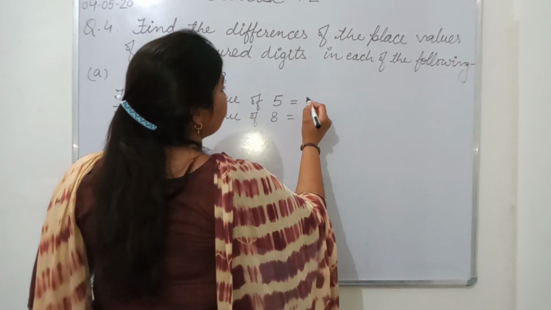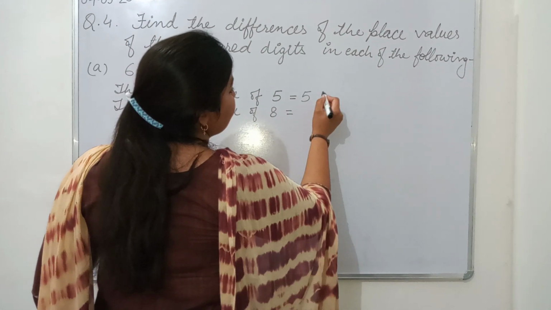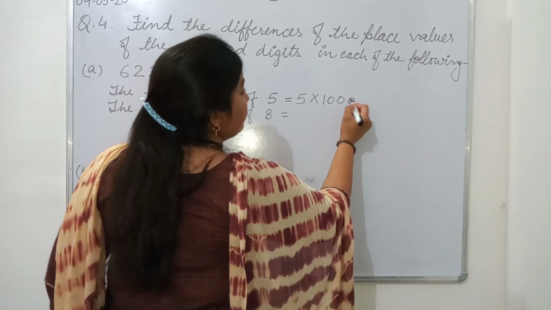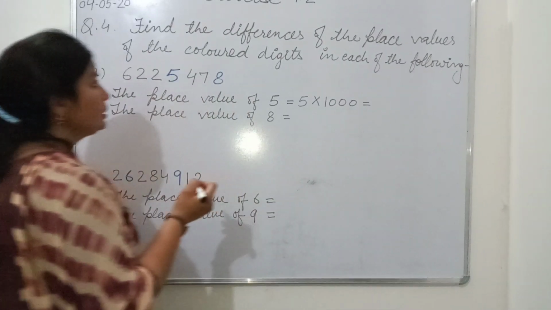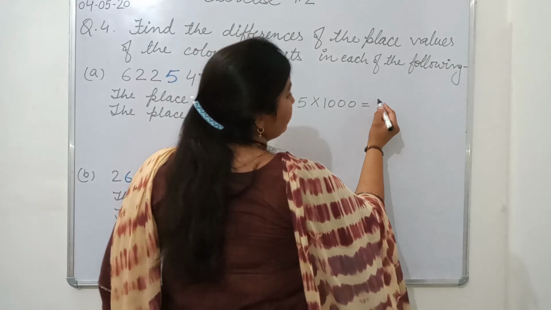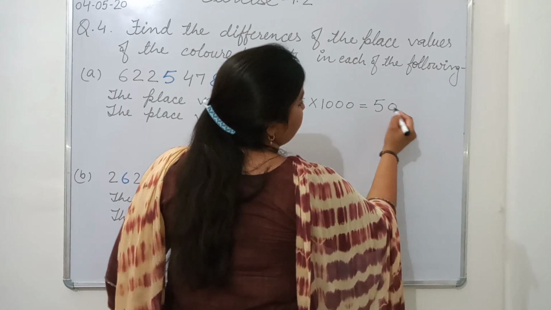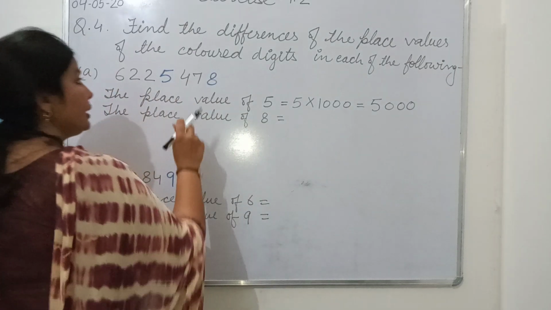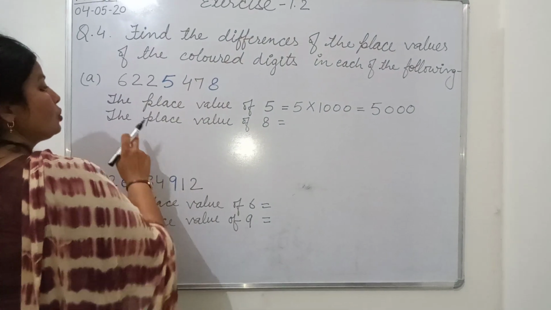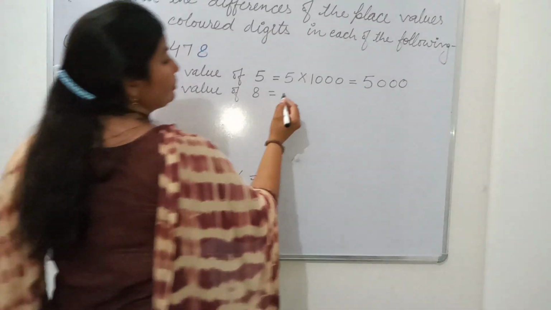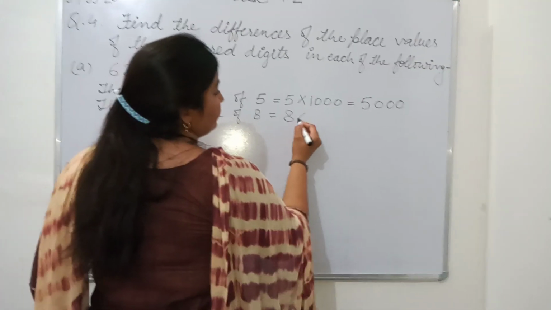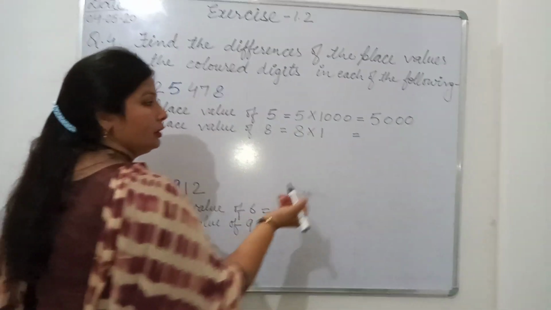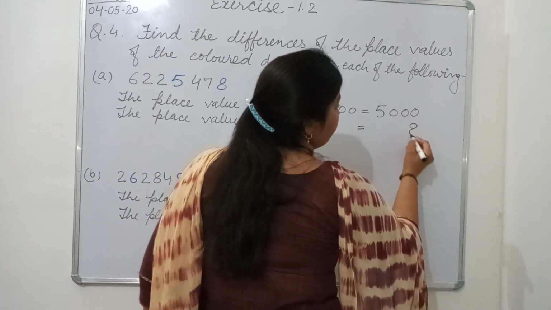So 5 multiplied by 1000. So now 5 multiplied by 1000, it becomes 5000. Now next is 8, which is on ones place. So the place value of 8 is 8 multiplied by 1. So 8 multiplied by 1 is what? 8. So it will be 8.